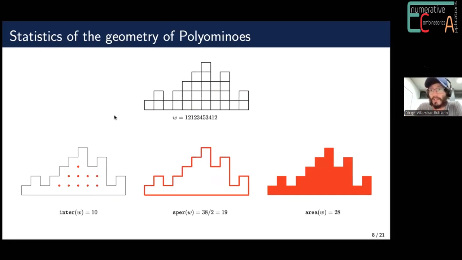So the three geometric statistics that we consider here in this short story were the interior points, the semi-perimeter, and the area. The area is literally the number of squares you count, which is essentially the same as the sum of all of the symbols, if you want. You can consider the semi-perimeter because it's a closed picture.